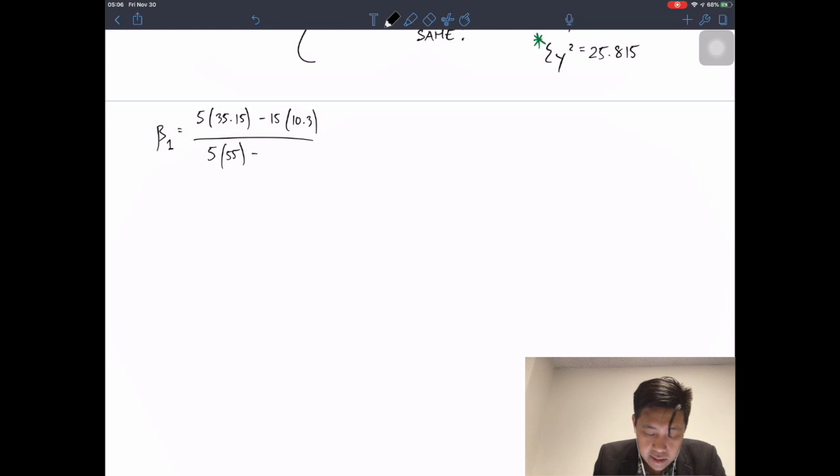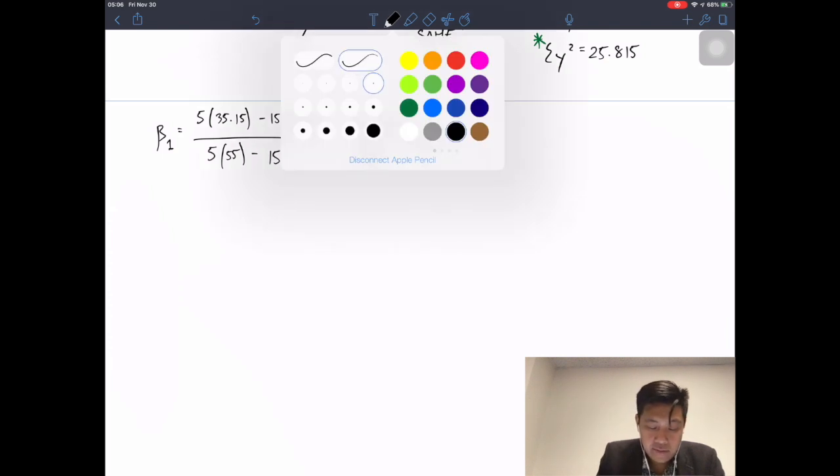minus 15 squared. Now, of course, again, you would want to take the time to calculate the denominator and the numerator separately. I wouldn't break it out as taking, for example, 5 times 35.15 in the numerator minus 15 times 10.3. I would punch that all in the calculator at once, because your calculator will know to distinguish order of operations and to do the multiplication before the subtraction. In this case, though, you'll have 21.25 in the numerator and then 50 in the denominator, and this comes out to 0.425. So this is the number we're going to be using for beta 1.